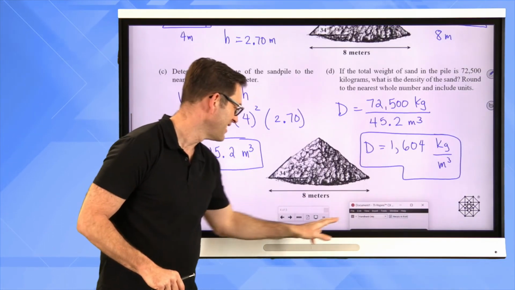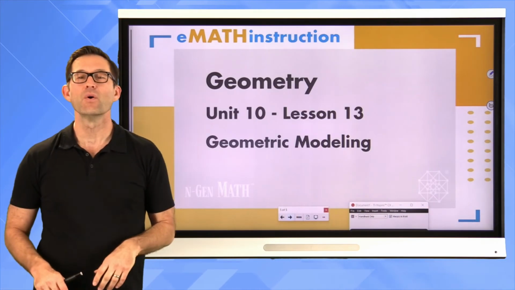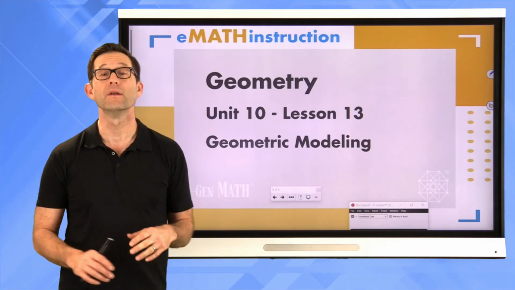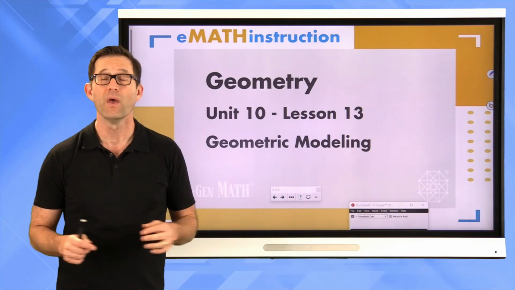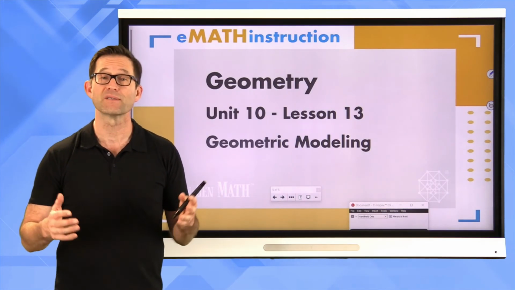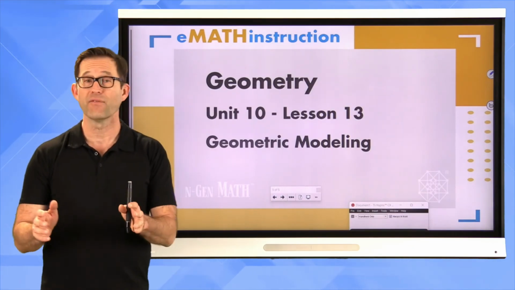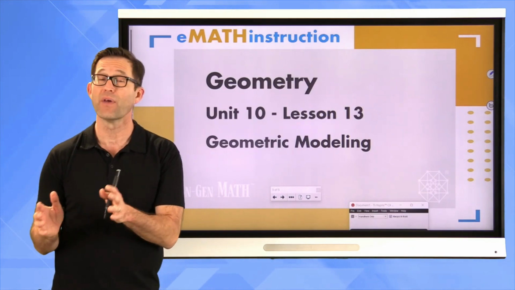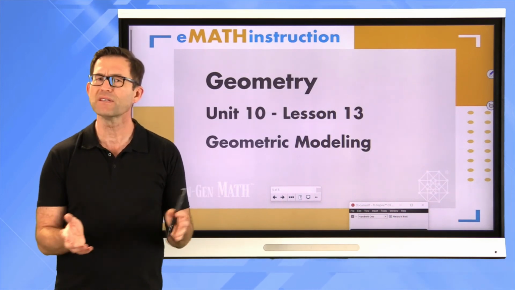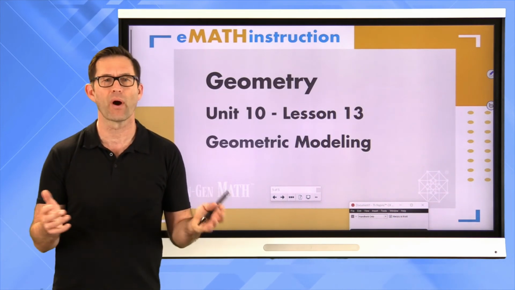All right, let's wrap this up. So geometric modeling is almost the pinnacle of your work in this unit, right? The idea that we can look out at the world and look at three-dimensional objects and either have an exact three-dimensional shape that we've worked with that can model that, or an approximate shape. And I would say the sand pile is a good example of an approximate shape.